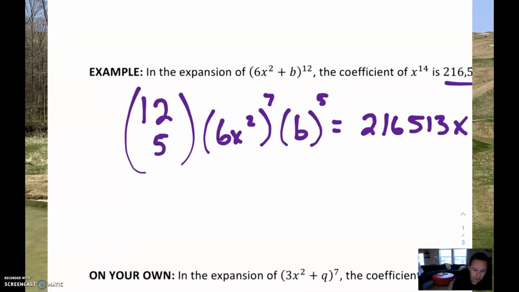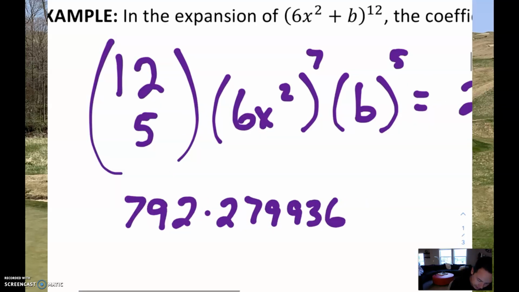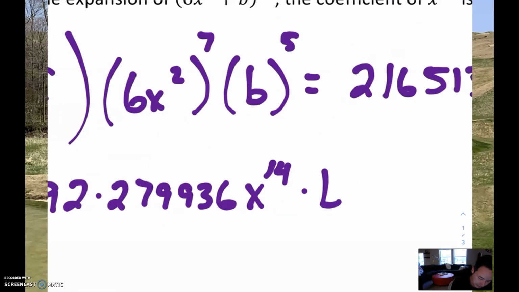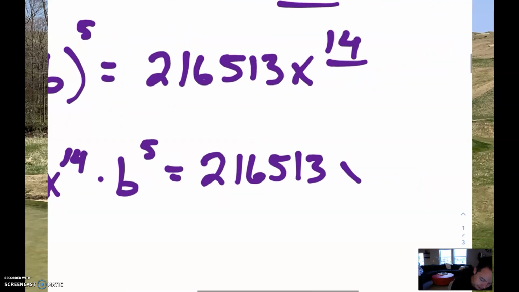Now we just go through and solve for b. First we start with 12 choose 5, and that's going to equal 792. Then we do the 6 to the 7th power, so 6 times 6 times 6 and so on, which is going to equal 279,936. And then it's x to the 14th times b to the 5th power. And when all is said and done, it should equal 216,513 x to the 14th.